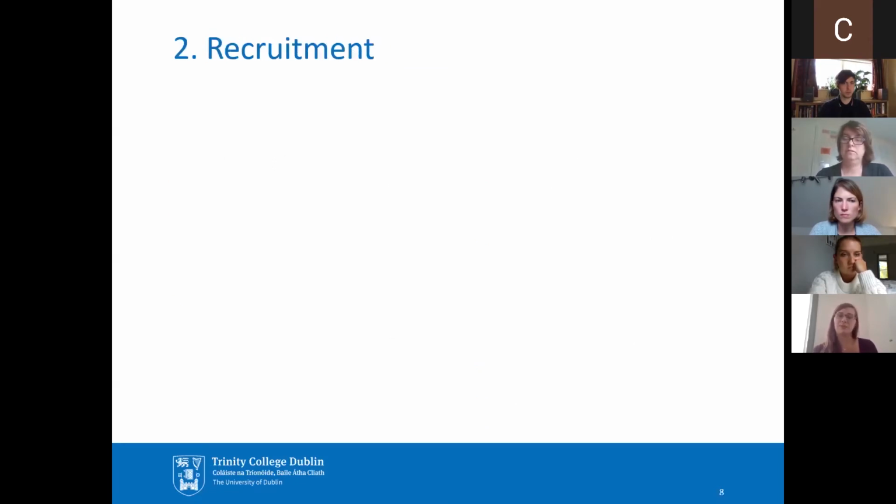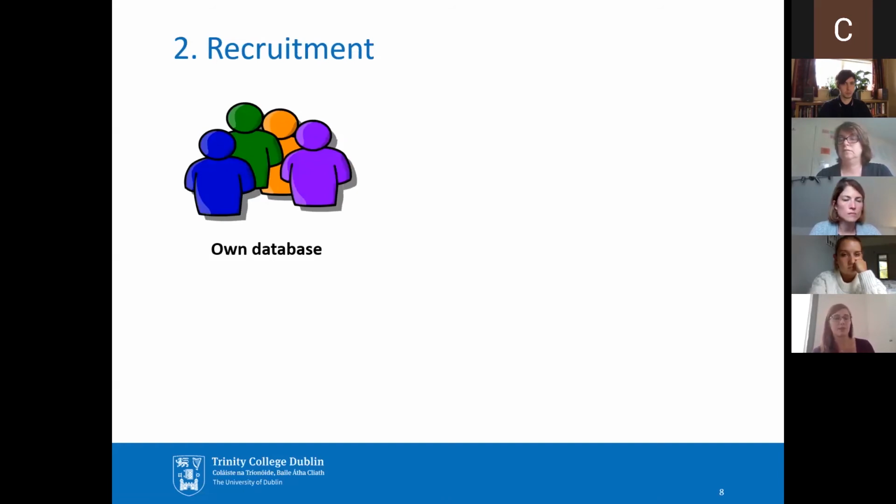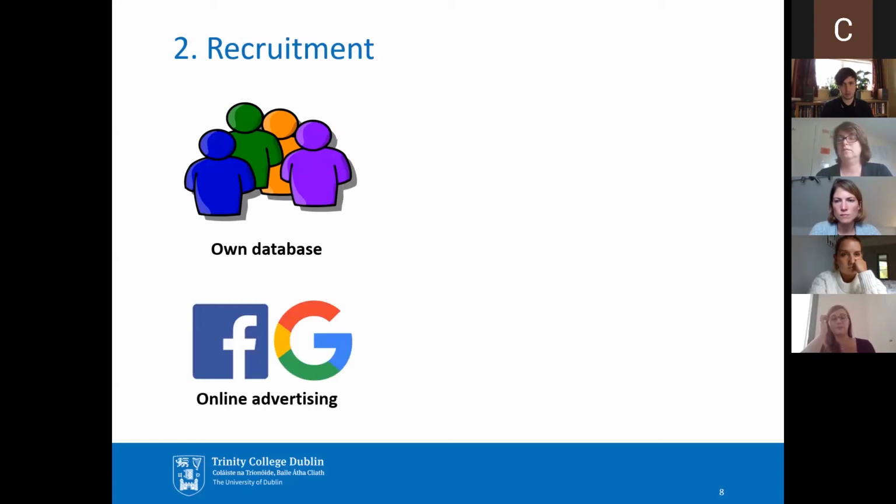The second step to online testing is the question of where you're going to get your participants from. Some of these ways are not very specific to online testing. For instance, if you have your own database, great, perfect, you're basically set. If you don't have your own database, just like before, you can use Google or Facebook for online testing. This can work, online advertising. This can work fairly well, but it might involve some trial and error.